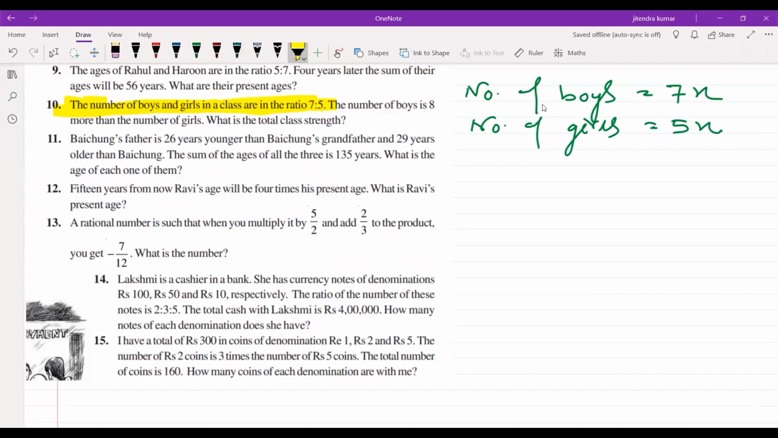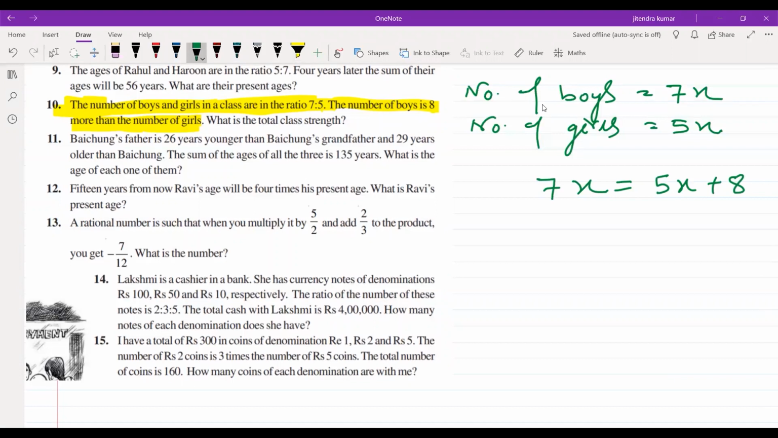Now in the next line it says the number of boys is 8 more than the number of girls. It means if we add 8 to the number of girls, we should get the number of boys. So the number of girls is 5x, and if we add 8 to this, it should be equal to 7x. So 5x plus 8 is equal to 7x. This is our linear equation. Now just solve this linear equation and find x.